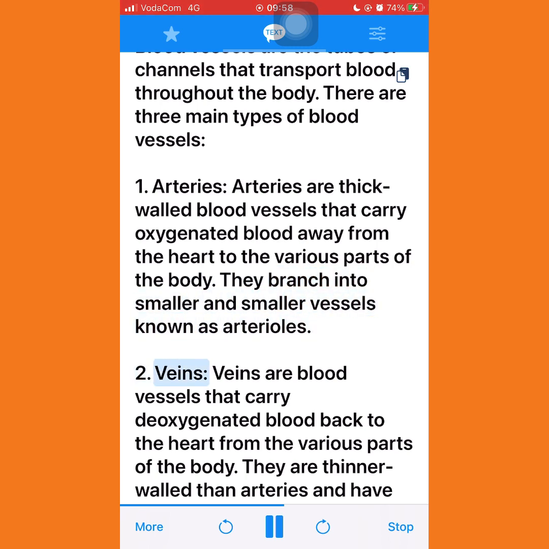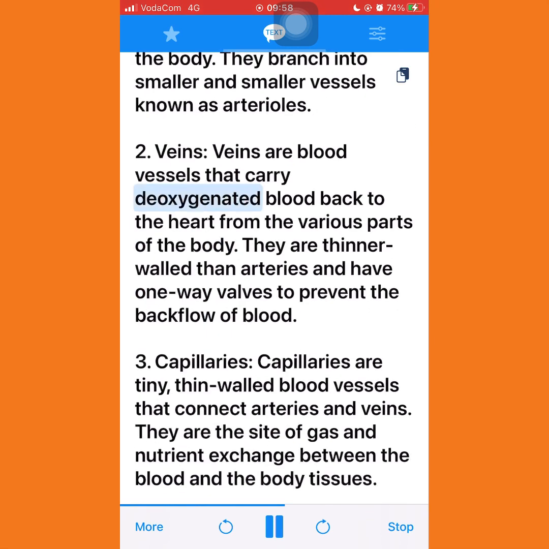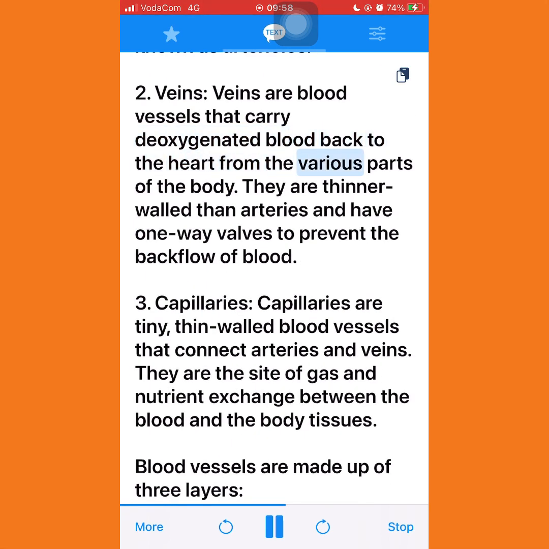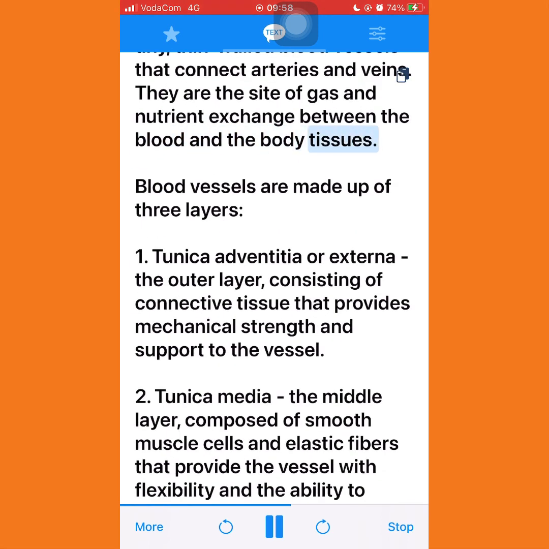2. Veins. Veins are blood vessels that carry deoxygenated blood back to the heart from the various parts of the body. They are thinner-walled than arteries and have one-way valves to prevent the backflow of blood. 3. Capillaries. Capillaries are tiny, thin-walled blood vessels that connect arteries and veins. They are the site of gas and nutrient exchange between the blood and the body tissues.